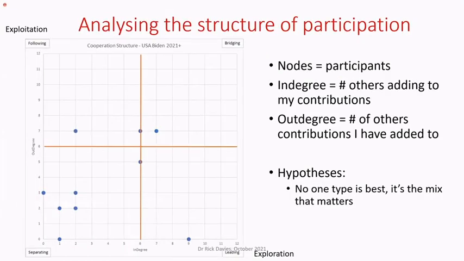We can also look at the structure of participation. There are people who are essentially what I call leading. They're developing their own, they're adding to their own storylines. We've got other people who are following. They're mainly just adding to other people's storylines. We've got some people who just build on their own storylines and nobody adds to theirs. And we've got other people who build on other people's storylines and other people build on theirs. And the interesting research question here is, is there such a thing as an ideal mix of these patterns of participation in terms of generating a good exercise result, for example, one that has a rich diversity of storylines?